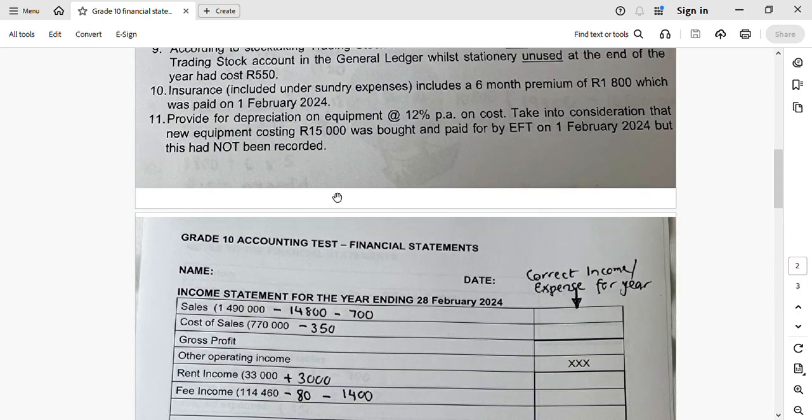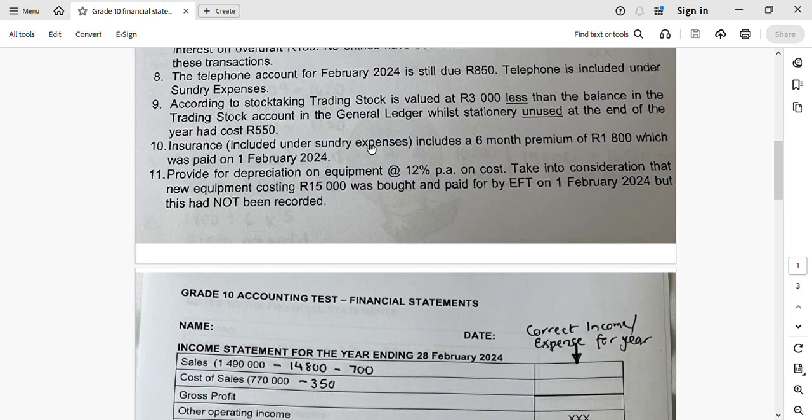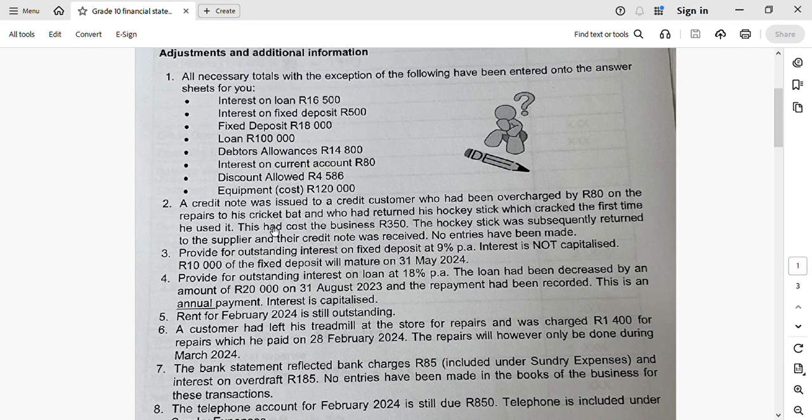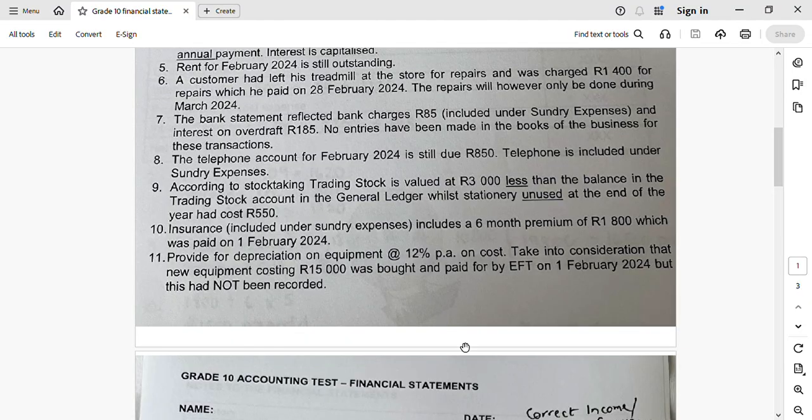Okay, and then the last one, provide for depreciation on equipment, 12% per annum on cost. Take into consideration that new equipment costing 15,000 Rand was bought and paid for by EFT on the 1st of February, and this had not been recorded. In other words, this equipment total doesn't include the new one. So that equipment total you will have for the whole year, and this 15,000 here you'll only have for 1 month.